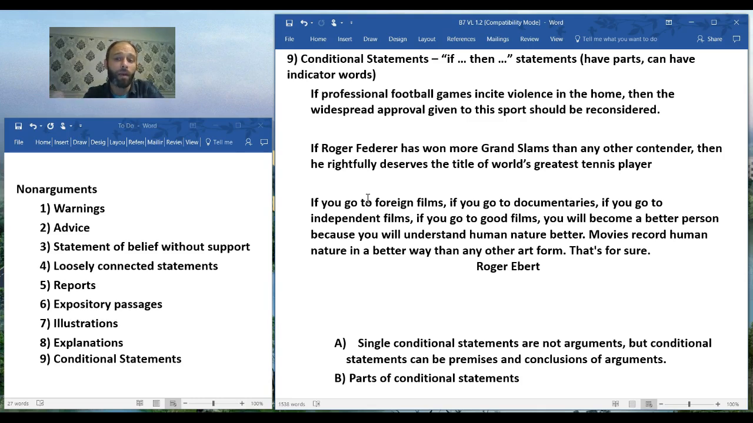If we look at the conditional statement contained in the third example, we would see that the antecedent is all those if parts, and the consequent would be you will become a better person. So the antecedent here is you go to foreign films, and you go to documentaries, and you go to independent films, and you go to good films. All those would be the antecedent, and the consequent here would be you will become a better person.